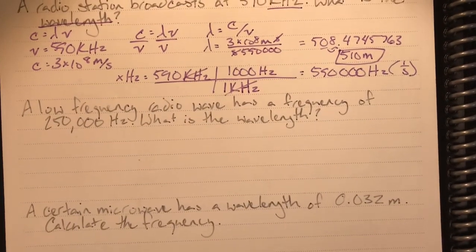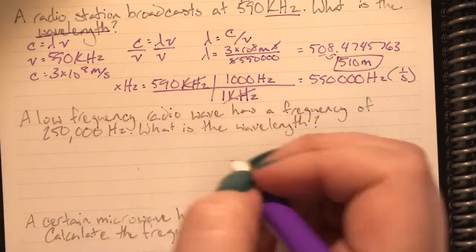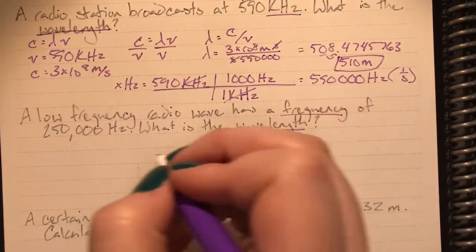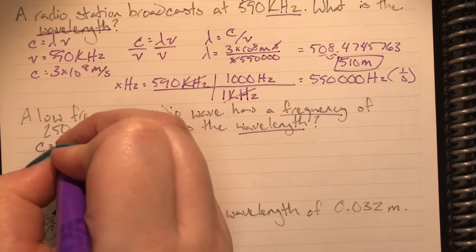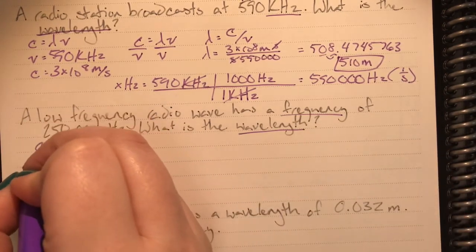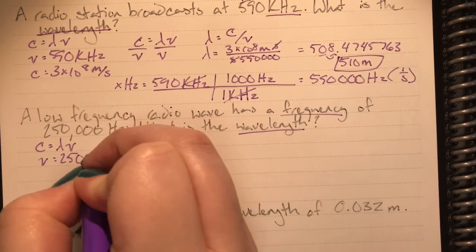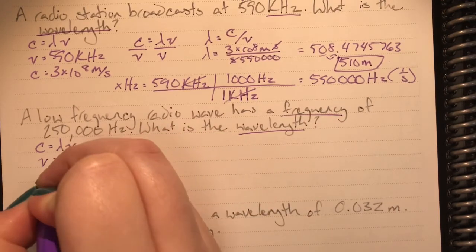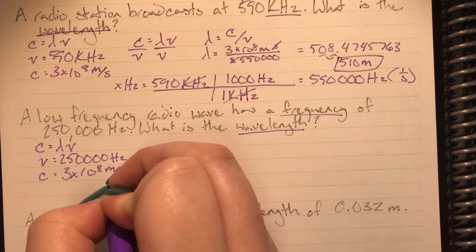My next problem states a low frequency radio wave has the frequency of 250,000 hertz. What is its wavelength? So I have frequency and I have wavelength, and the relationship between frequency and wavelength is c is equal to lambda nu, where my frequency was that 250,000 hertz, and c is equal to the speed of light at 3 times 10 to the 8th meters per second.